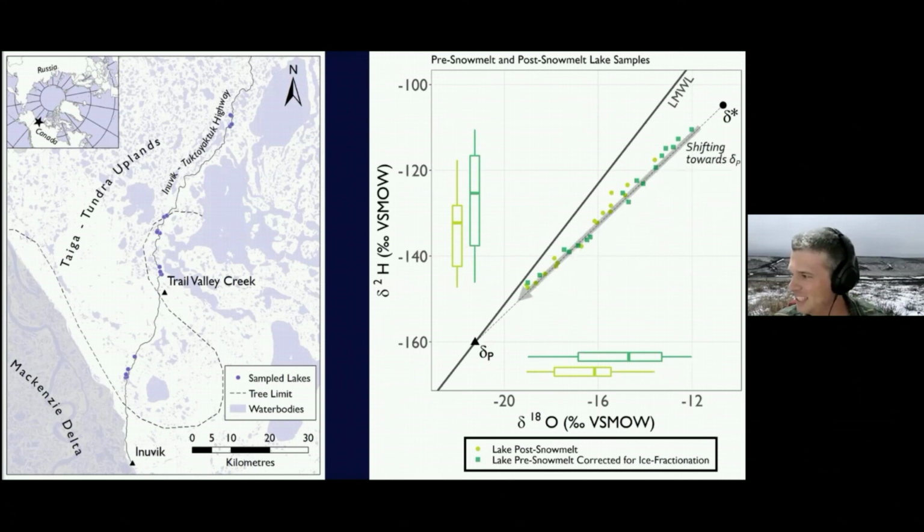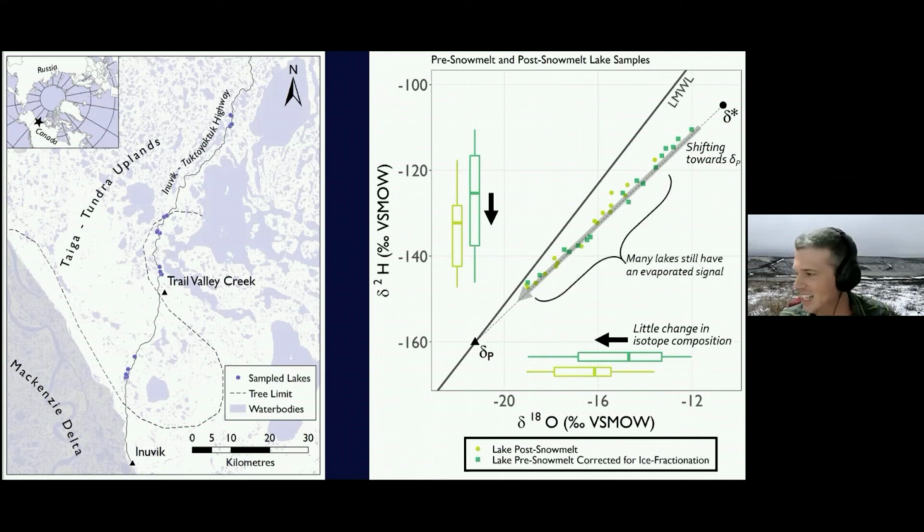The first thing we see is those lime green points, the post-snowmelt points, are shifting towards delta P, which makes sense. The lakes have just received snowmelt runoff inflow, and we sampled them right after they became ice-free, so there wasn't really any chance for evaporation to occur. But there wasn't so much of a change in the isotope composition, considering that snow represents 2/3 of all the precipitation in this region. It was a bit surprising that there's still quite a lot of overlap pre and post snowmelt.